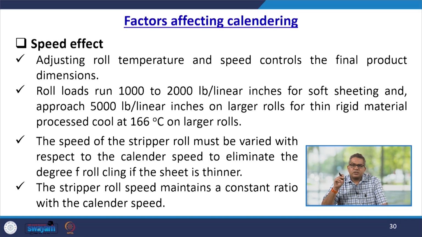Now roll loads run 1000 to 2000 pounds per linear inch of the soft sheeting and approach 5000 pounds per linear inch on larger rolls. Thin rigid material is processed cool, at 166 degrees Celsius, on larger rolls. The speed of the stripper roll must be varied with respect to the calendar speed to eliminate the degree of roll claiming that the sheet is thinner. The stripper roll speed maintains a constant ratio with the calendar speed.